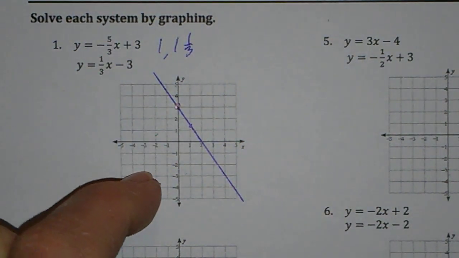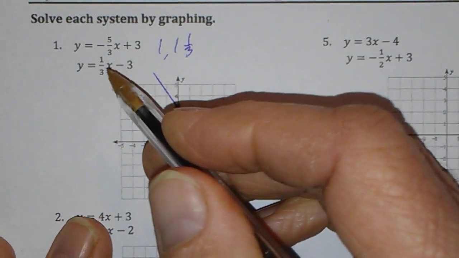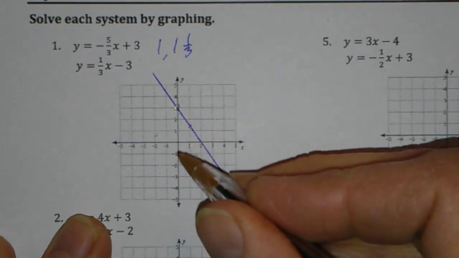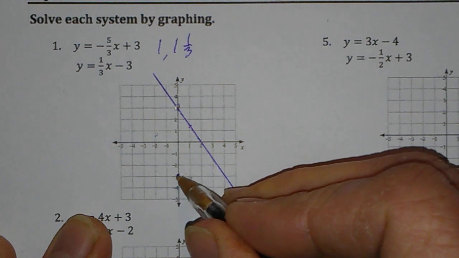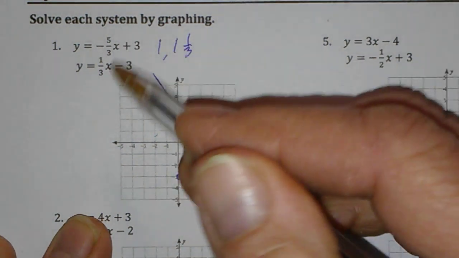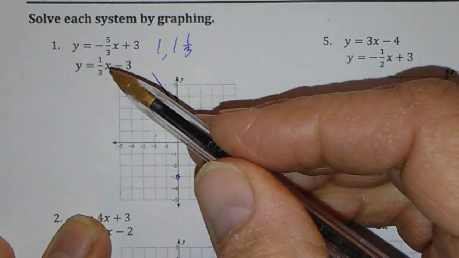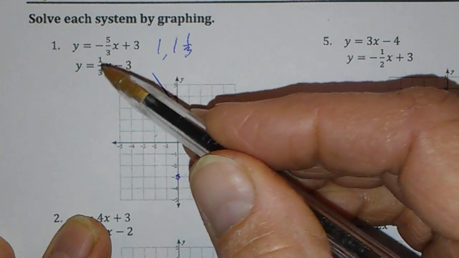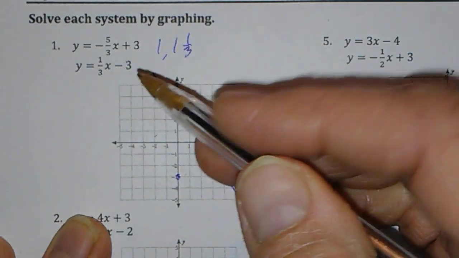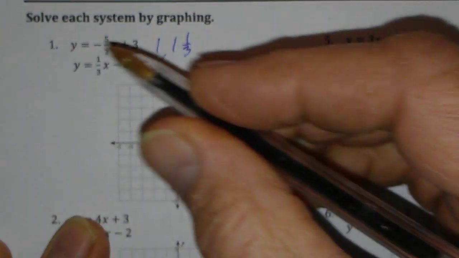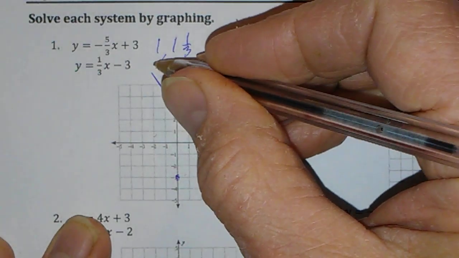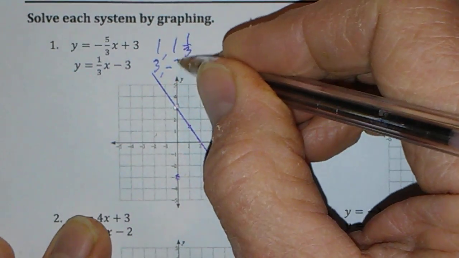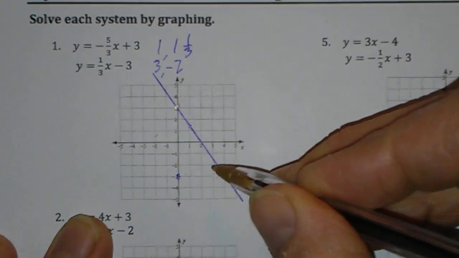Okay, that's one line. Now this line, again, I'm going to use x equal to 0. So y is negative 3. That's the y-intercept, negative 3. How about if I put x equal to 3? The reason I picked 3 is because 3 times a third is 1. So if I do x equal to 3, I get 1 minus 3, which is negative 2. So 3 comma negative 2.